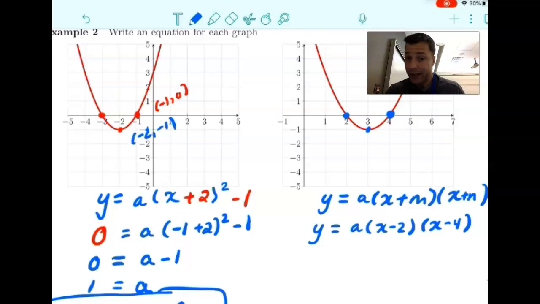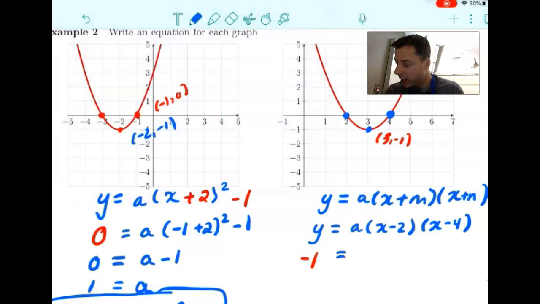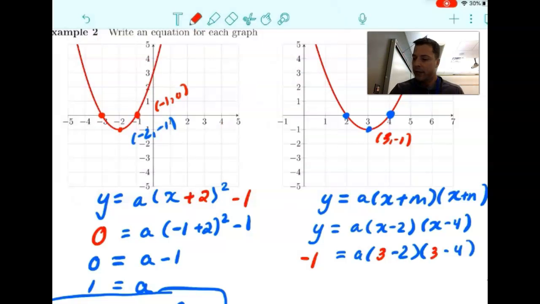Okay, so I got to find a. And guess what? I use another point. Well, why not use the point 3, -1? So I can plug in -1. So look, 3, -1. That's the vertex. That's another point on my graph. -1, that's my y value, equals my x is 3. So you're going to have a times 3 minus 2, right? 3 minus 2 times 3 minus 4. Okay? Simplify that out.